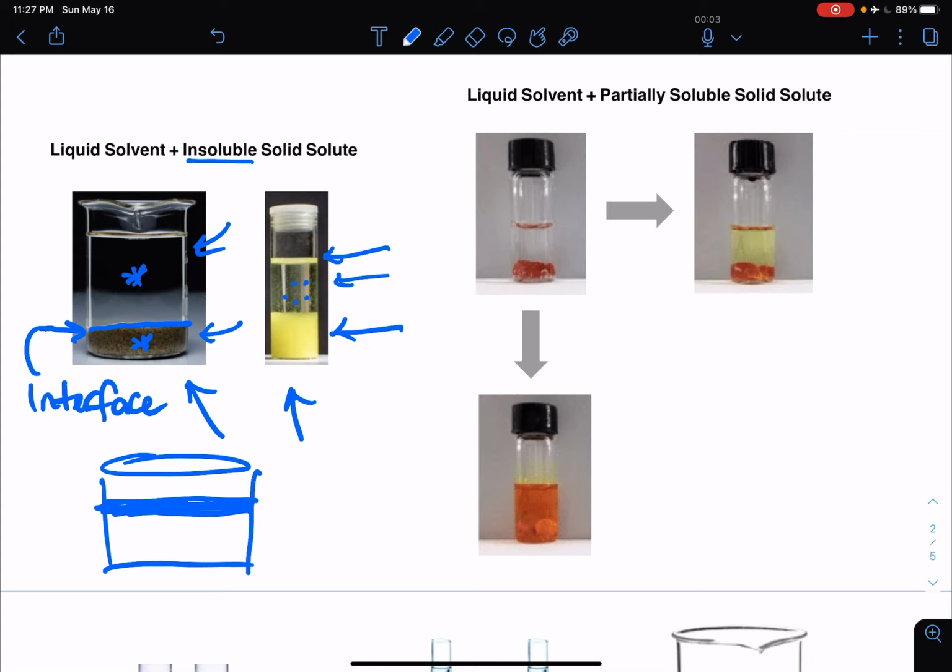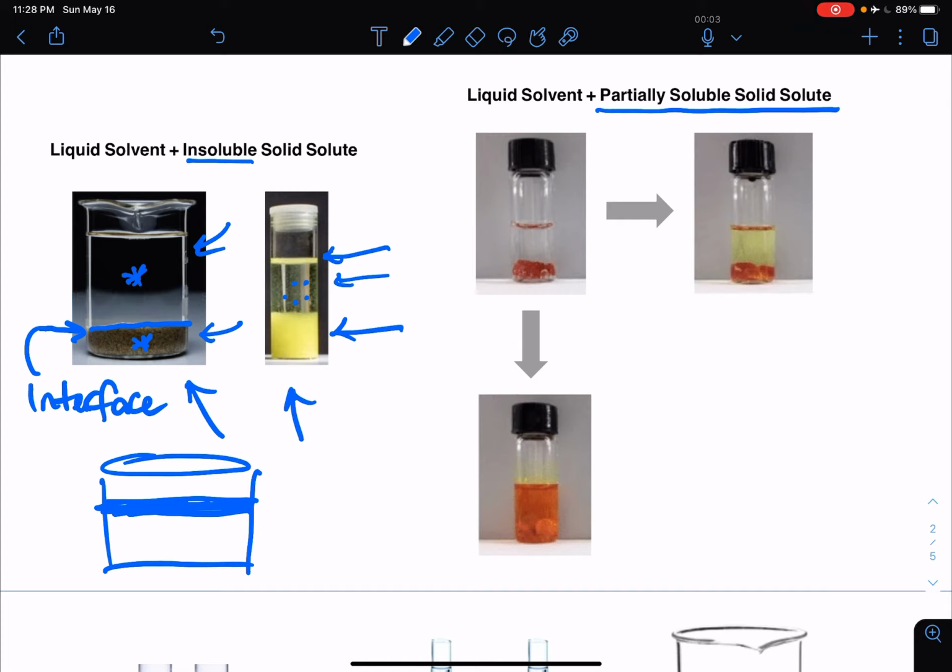Now, what happens where we have something in between? So we have soluble solid solutes and insoluble solid solutes, and there's always something in between because that's how life is. And that is called a partially soluble solid solute, okay? Or you can just say that your solute is partially soluble.